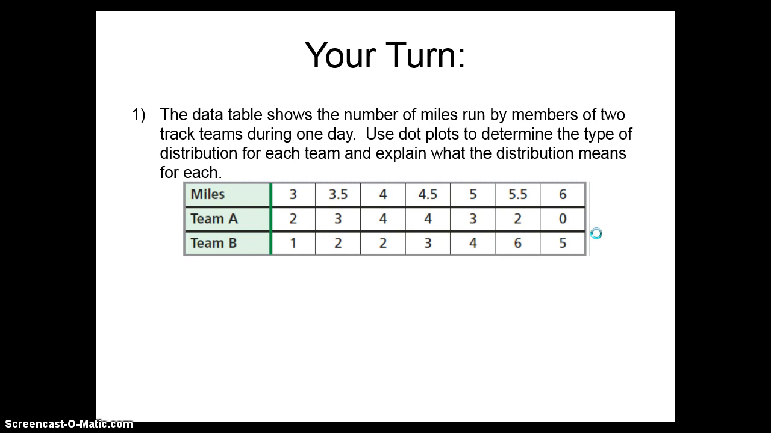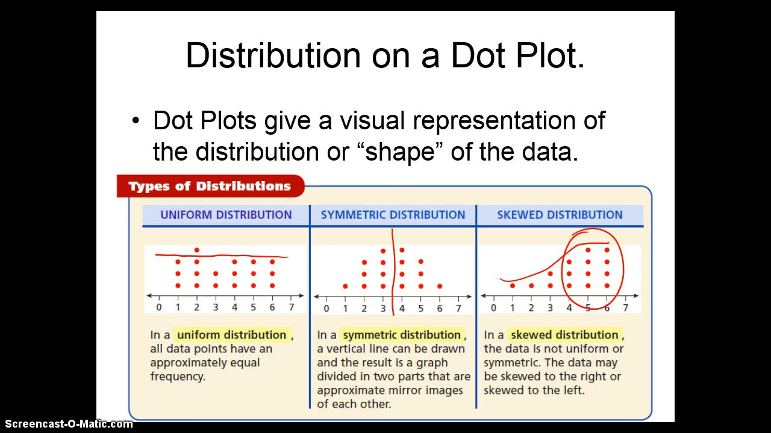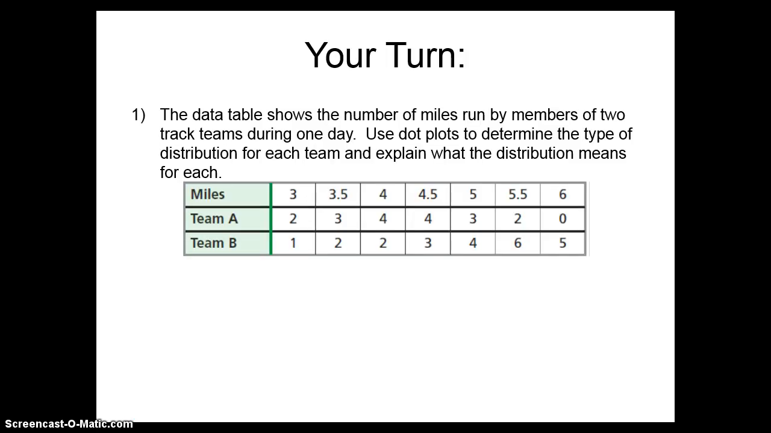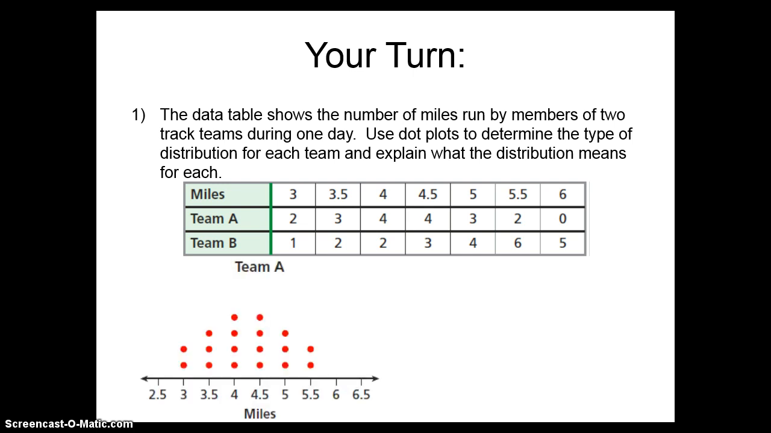Now it's your turn. Let's look at the data table below. It shows the number of miles run by members of two track teams during one day. You're going to use dot plots to determine the type of distribution. Remember, the distributions are uniform, symmetric, or skewed. Once you've determined the type of distribution for each team, you're going to explain what that distribution might tell us about each team. Here are your dot plots.